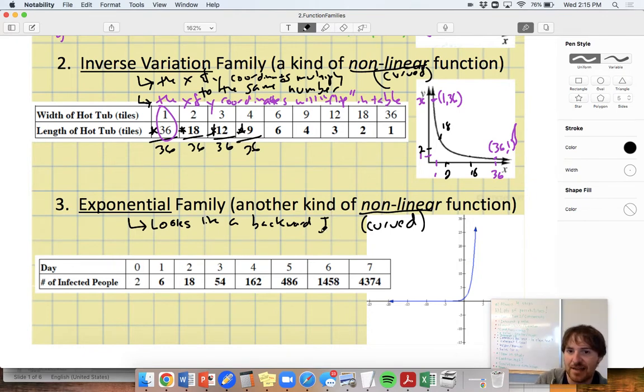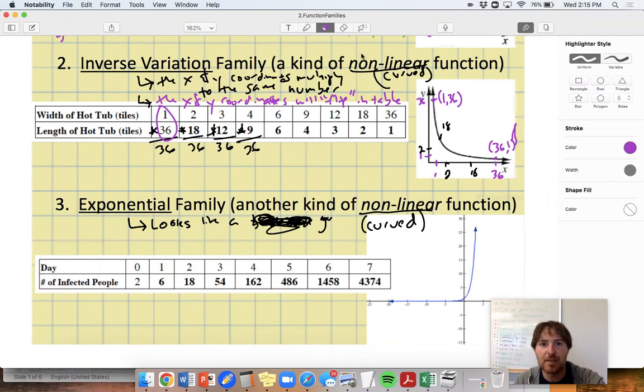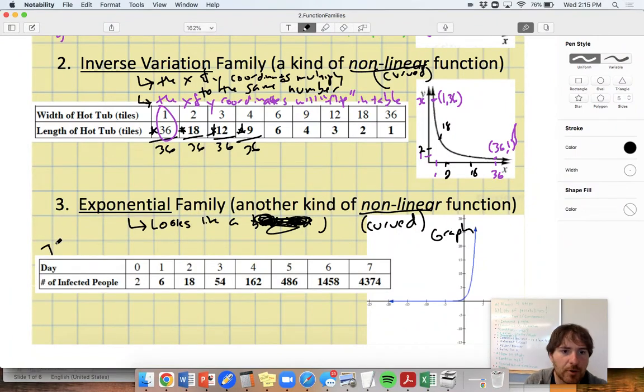Doesn't a J look like this? Well, actually, this just looks like a J. We're going to look at backward J's for exponential functions as well. But it looks like a J without the top. Sometimes we describe what things look like by talking about what letters they look like. In the graph, of course, this is my graph. This is my table. It looks like a J.